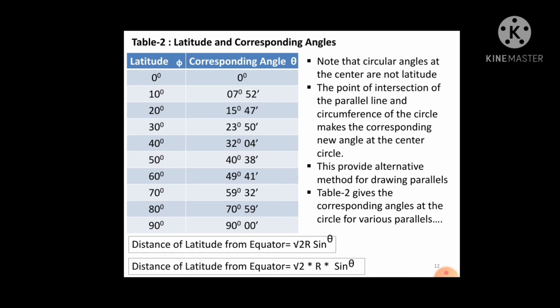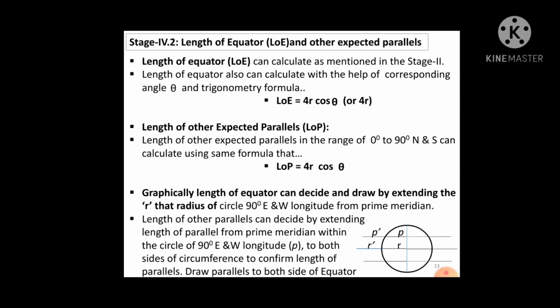So in this way you can find the expected distances of latitudes, and you can mark them on the vertical line, that is the prime meridian, to draw the parallels. Okay, but to draw the parallels you must know the total length of that parallel, right? You can mark the distance of a particular latitude from the equator, but unless you know the entire length of that particular parallel, you will not be able to draw the complete parallels.